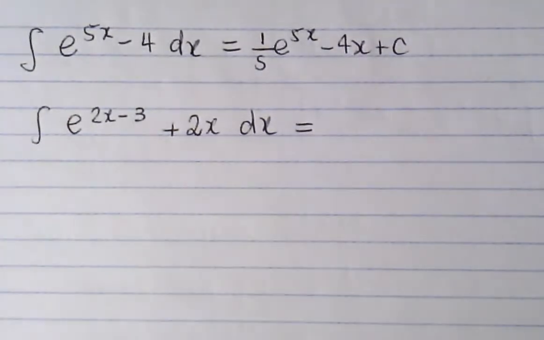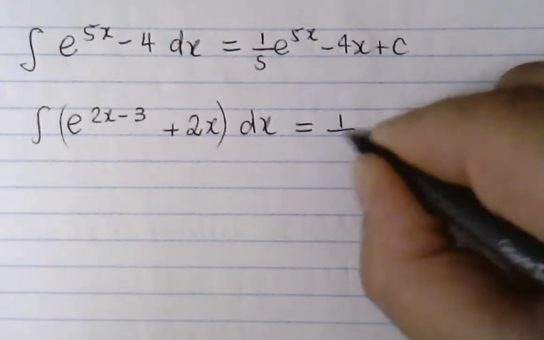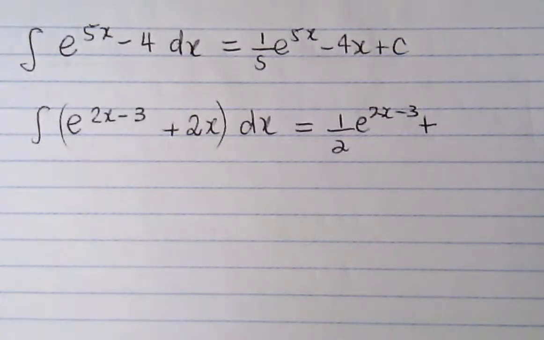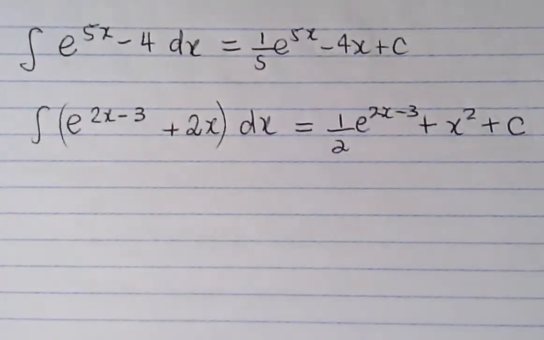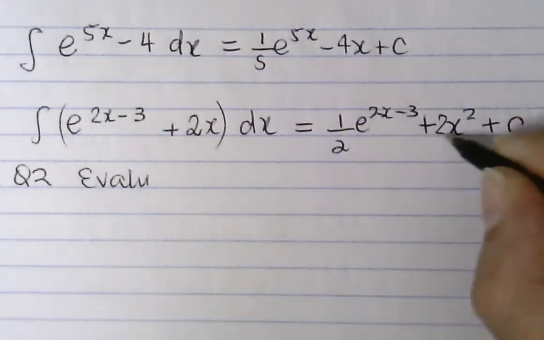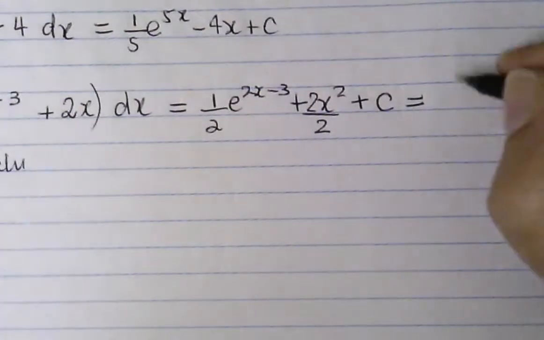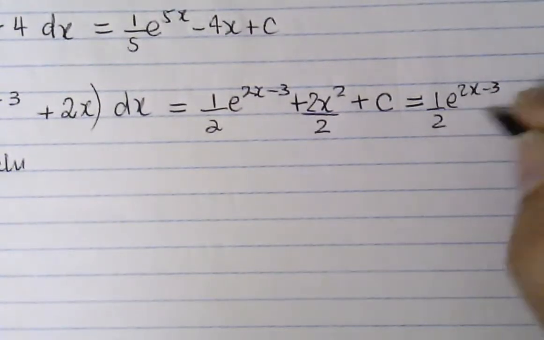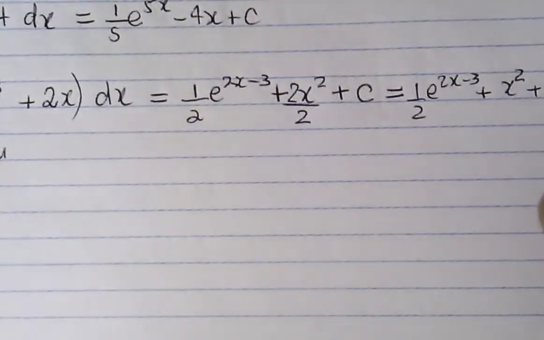Here's another one. e to the 2x minus 3 plus 2x dx. Integrating that, what do you get? 1 over 2 e to the 2x minus 3 plus 2x squared on 2, which is x squared, plus c. When you integrate 2x, you get 2x squared on 2, which is x squared. So I get a half e to the 2x minus 3, or I can write it as e to the 2x minus 3 all over 2 plus x squared plus c.